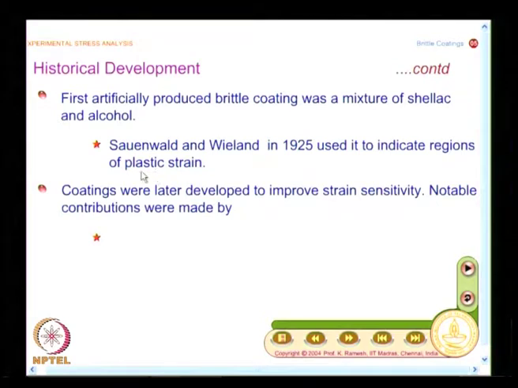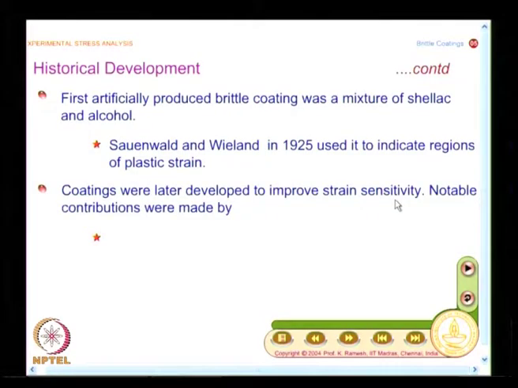And I said that when you are talking about plastic strain, you are talking of very high value of strain. Coatings were later developed to improve strain sensitivity. Improve sensitivity in the sense the coating should fail at a lower strain. This is what you are looking at, and I have always said any advancement in science or technology, material research has always propelled the direction of technology.